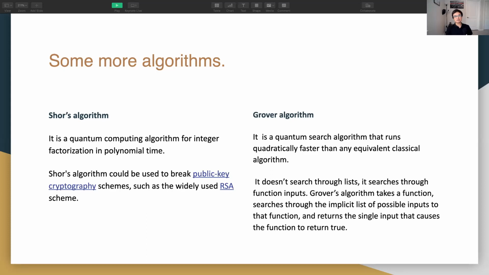The second one is Grover's algorithm. It is a quantum search algorithm that runs quadratically faster than equivalent classical algorithms. The trick is it doesn't search through lists, rather it searches through function inputs. It takes a function, it searches through the implicit list of the possible inputs to that function and returns the single input that causes the function to return true. So instead of searching inside a list for an input, it rather searches which input will return true for that entry.